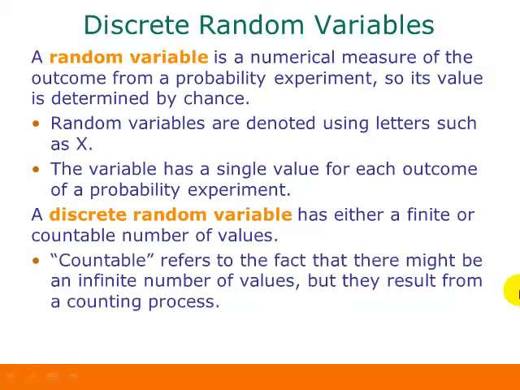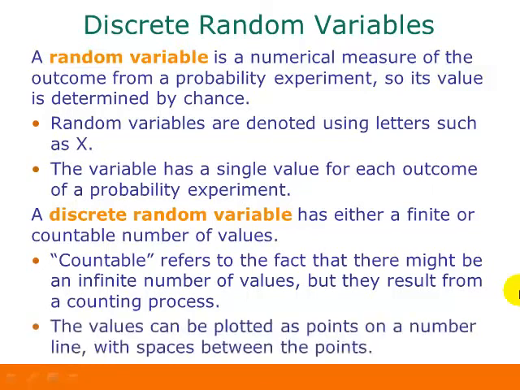So remember that discrete data talks about something being countable. Countable refers to the fact that there might be an infinite number of values, but they result from a counting process. The values can be plotted as points on a number line with spaces between the points. So remember, there are gaps between the values.